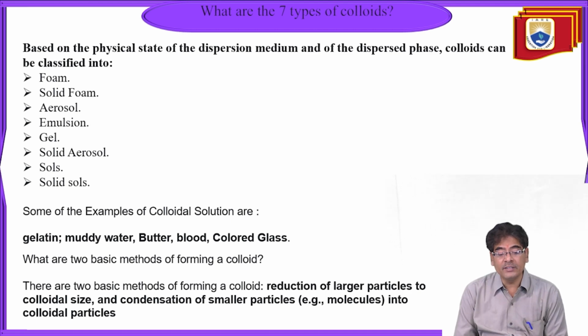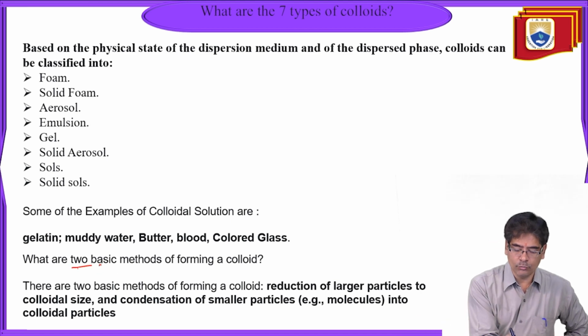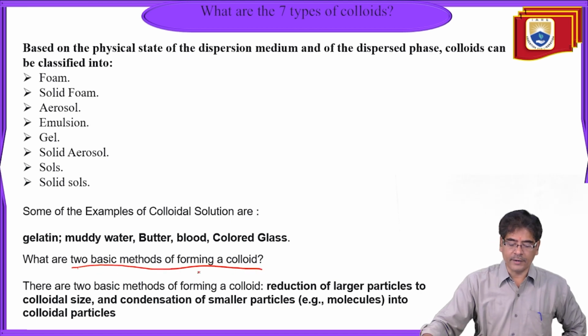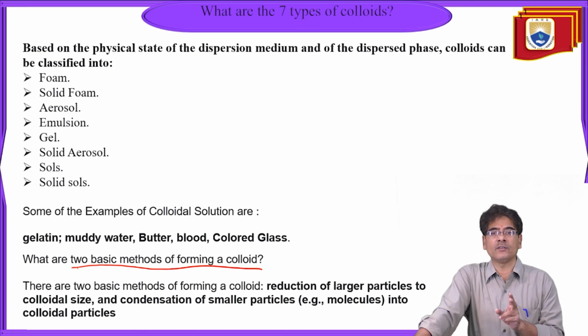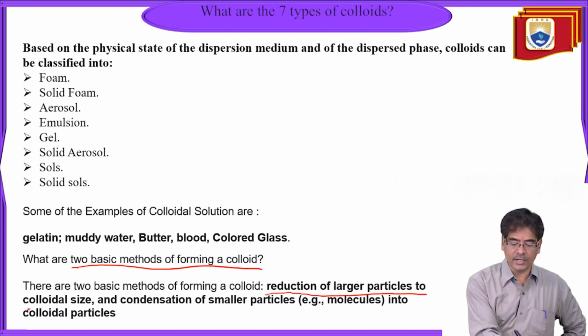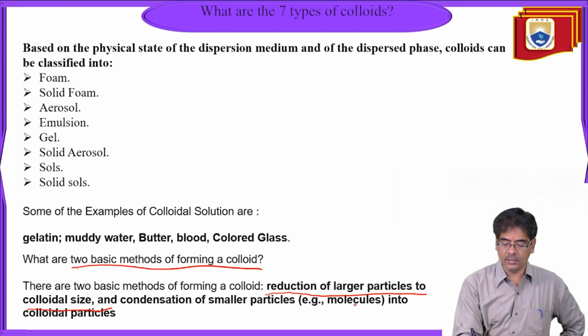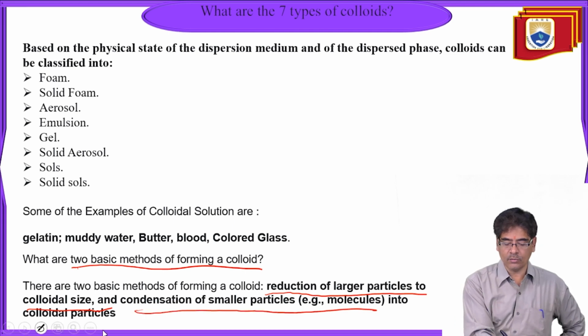So what are the two basic methods of forming a colloid, right? There are two basic methods for forming a colloid. That is reduction of larger particles to colloidal size, and condensation of smaller particles into colloidal particles.